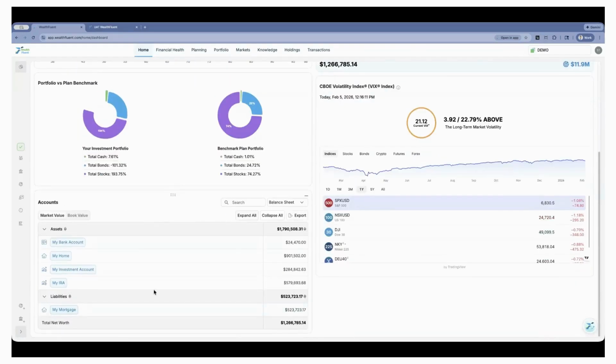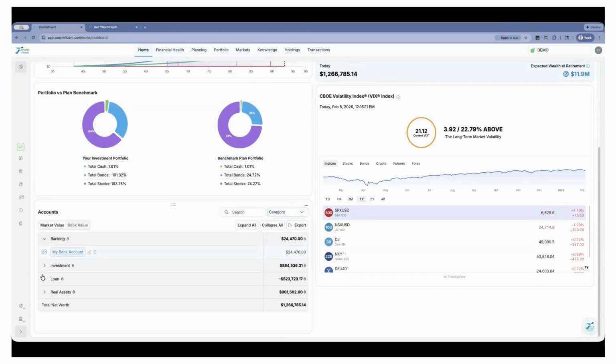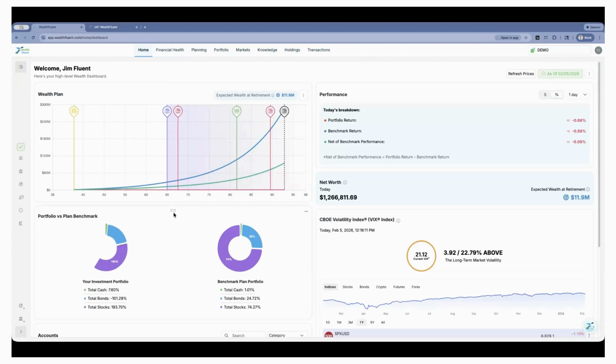Also, we get the ability to see all of your accounts sliced and diced any way you'd like. So we have by institution, type, tax status. So you can see what are the tax deferred accounts versus the taxable accounts. You're able to go by category, if you just want to see banking versus investment. So we have all the metadata about all the accounts that lets you see it in different ways with all the totals.